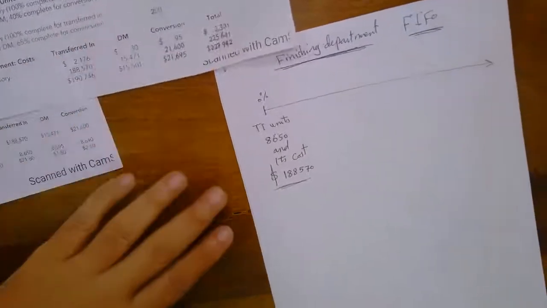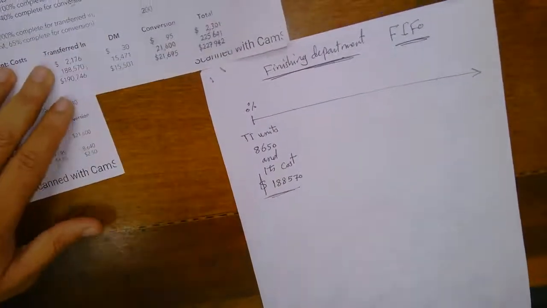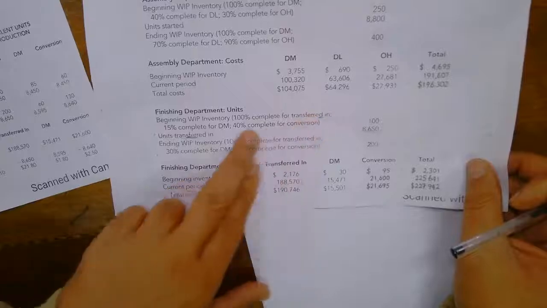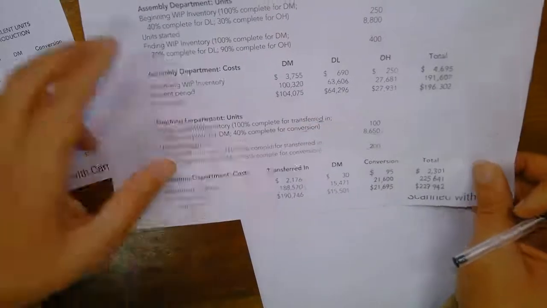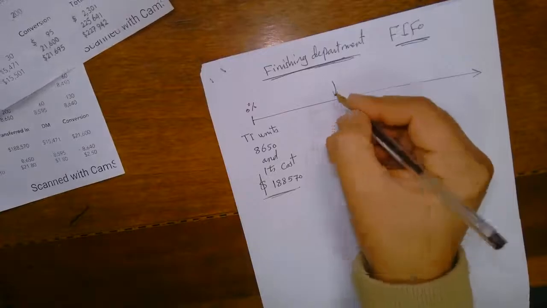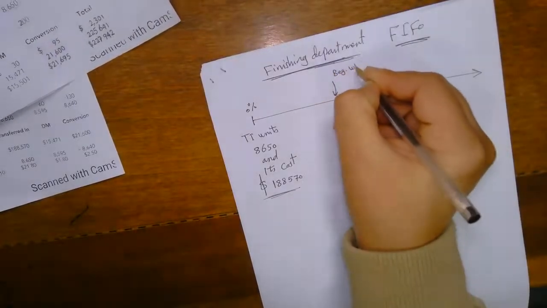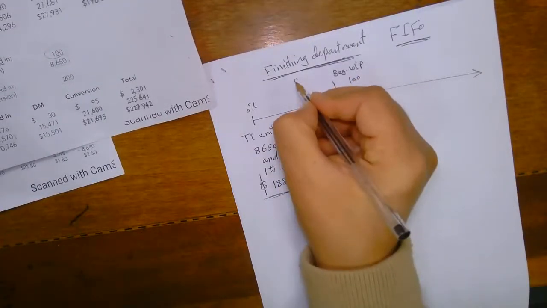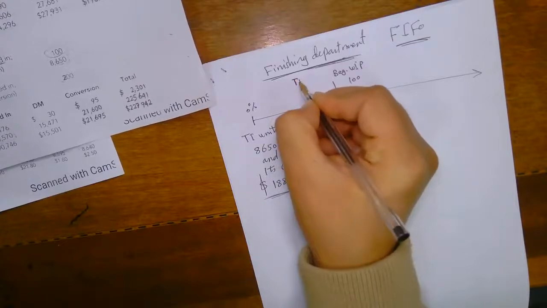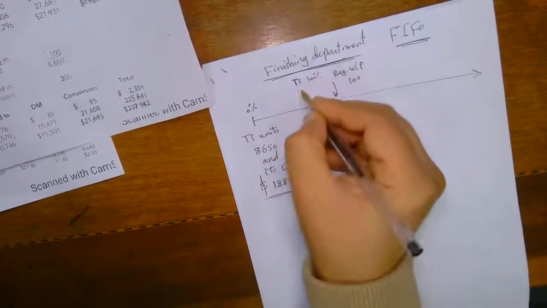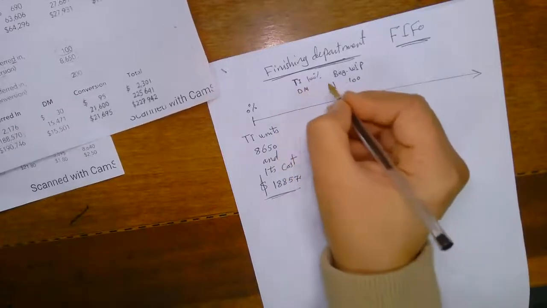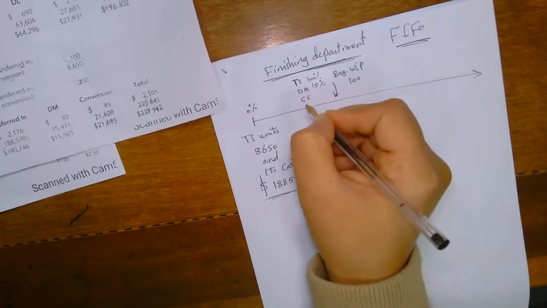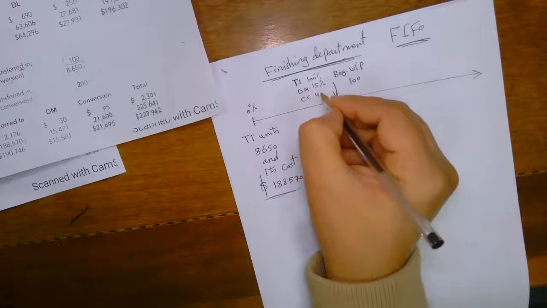In the finishing department, we have beginning work in process, 100% complete for transferred in, 15% complete of direct material, 40% complete of conversion. So, beginning work in process, 100 unit, from transferred in, 100% complete. From direct material, 15% complete. From conversion cost, the sum of direct labor and overhead, 40% complete.